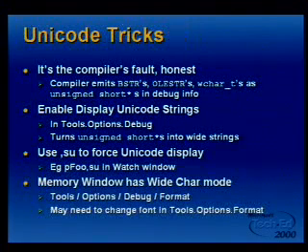So Unicode tricks. It's the compiler's fault. All of it. It's all the compiler's fault. It's nothing to do with the debugger, I promise you. So the compiler emits BSTRs, OLESTRs, and WCHAR_Ts as unsigned short stars, which is really useful. You can really differentiate those.